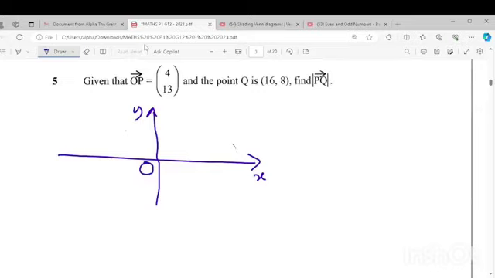So we need to locate the point P. Point P is (4, 13), so we're going to assume that 4 is here, and the 13 is here. So P is here, so OP is (4, 13). We can connect this.